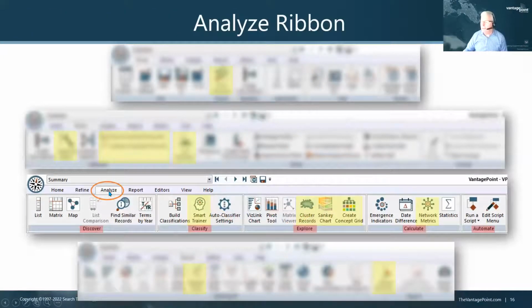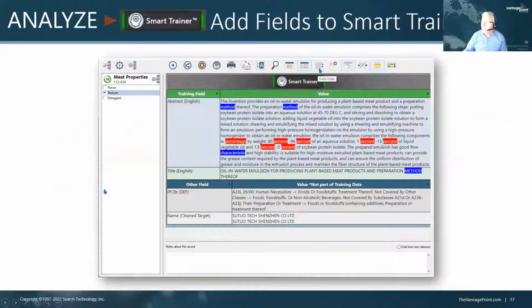Okay, great. Thanks, Nels. So let's just jump into the Analyze ribbon and look at these functions that have been added or enhanced. A lot goes on in the auto classification area using Smart Trainer. It involves basically reading through and adding information or classifying them based on something the user has set up. In this case, I set up meat properties. I'm interested in classifying flavor and texture. I also defined a disregard.